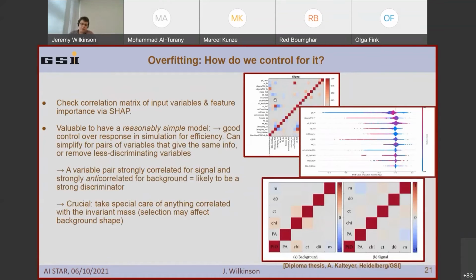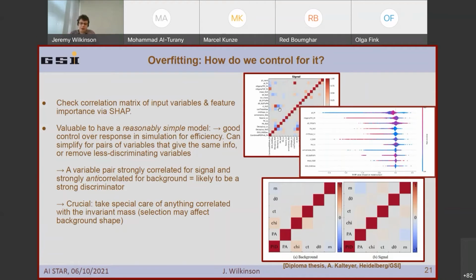What we typically do to control for this is to check the correlation matrix of the input variables and also the feature importance via the SHAP variable, in order to see where we can simplify the model and avoid overfitting. In particular, it's also quite valuable to have a reasonably simple model in the end, because then we can be a little bit more certain that we better describe the overall detector response in terms of the efficiency of the selections that we end up applying.